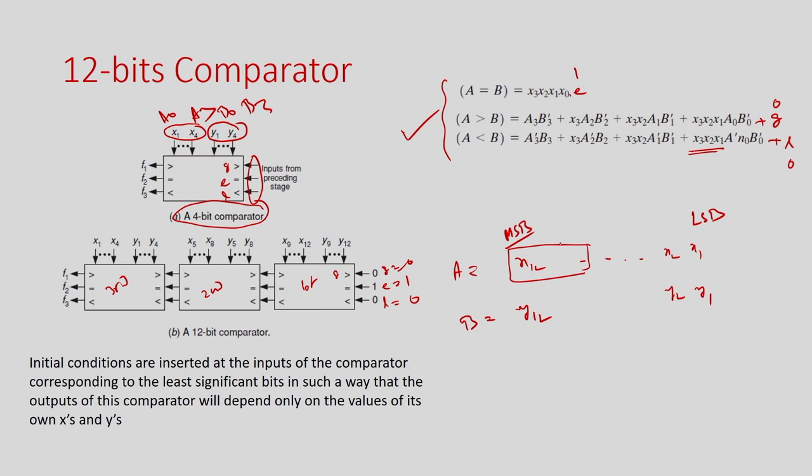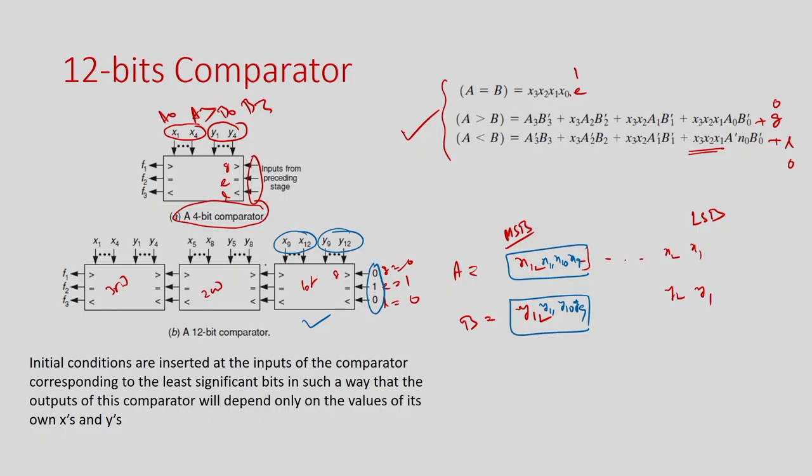So what I'm going to do, I'll take the first 4 bits of A, which are basically x12, x11, x10 and x9. Similarly y12, y11, y10 and y9, and then I'll put them into this first comparator. So what I have done here is taken the MSBs, 9 to 12 of the second number, and I put 0 1 0, so that the initial greater than, equal and L have no impact, right?